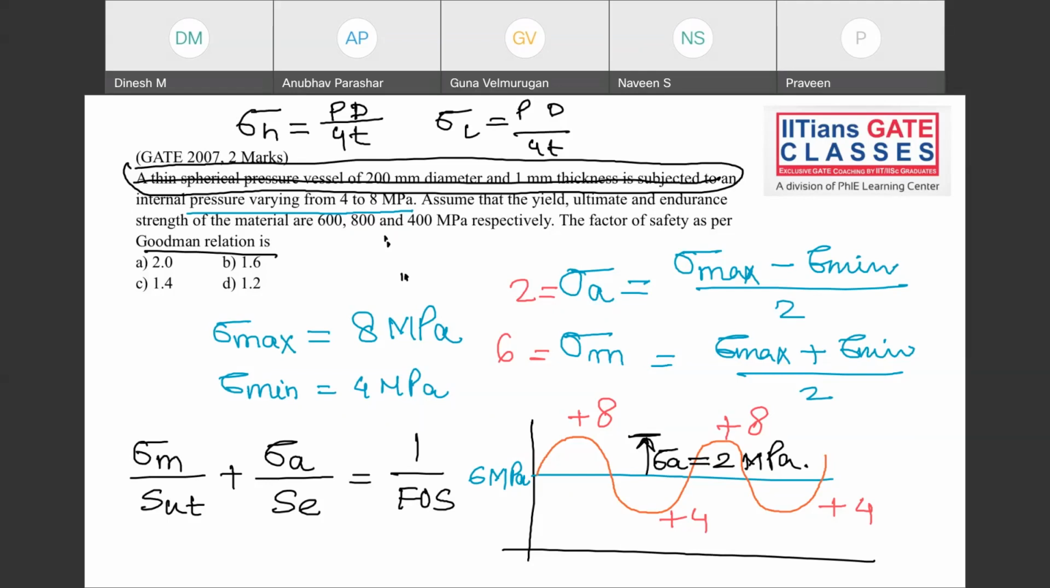For simplifying this question right now, I'm directly assuming the stress, because we are running short of time. If I do the whole question, it will become very lengthy. So you can substitute the value of sigma m and sigma a. SUT is already given. Ultimate strength is 800. Endurance limit is 400. You can also substitute the value of SE, and you'll get the value of factor of safety.